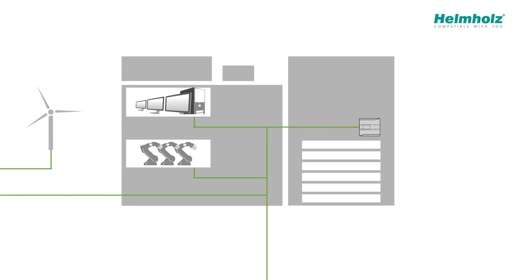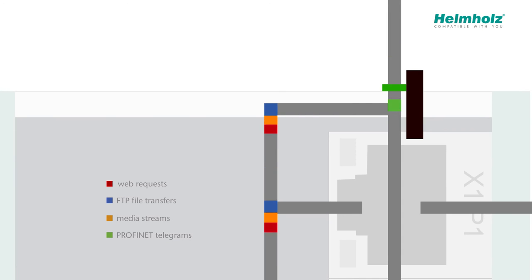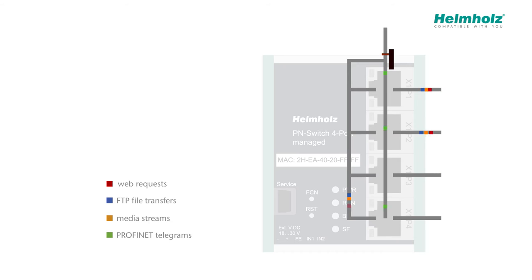Lots of different data packet types are seen on PROFINET networks. This includes, among others, web requests, FTP file requests, media streams, and important PROFINET telegrams. These contain the necessary information for connected production equipment. In contrast to the conventional switches you are familiar with, the managed PROFINET switch recognizes these relevant telegrams by the information in the header of each Ethernet telegram. The switch also prioritizes them during high network load periods and holds back less relevant telegrams. This prevents telegram loss and also enables the precise control of PROFINET systems.